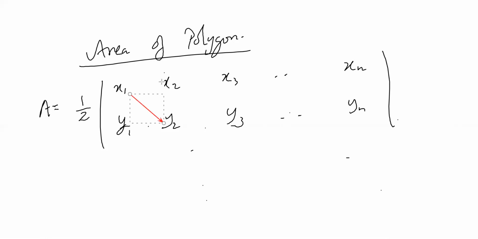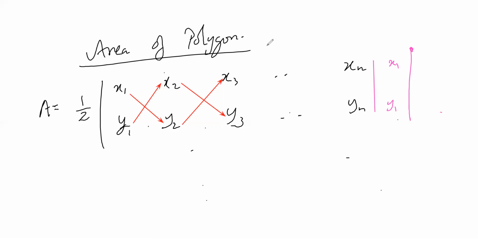x1, y2 minus x2, y1, or y1, x2, that's all. Or else I can put it like this, x1, y2 and y1, x2. Next thing is x2, y3 and y2, x3, then so on. And one more thing I would like to add: after xn, I'll put one more pair, x1, y1. So now I think you'll be able to understand much better.